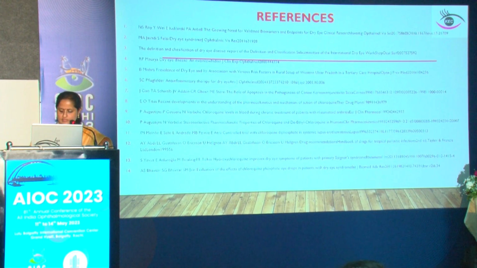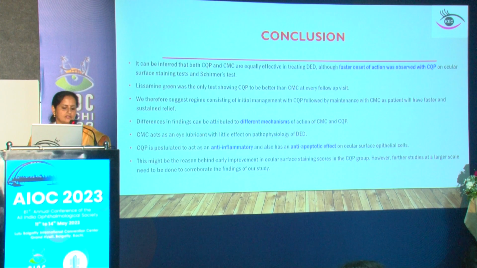So the conclusion is, both chloroquine and CMC are equally effective in treating dry eye, but a faster onset of action was observed with the chloroquine group. And lissamine green was the only test showing chloroquine to be better than CMC. So the differentiation can be due to the different mechanisms of action of CMC and chloroquine. Chloroquine is postulated to have an anti-inflammatory and anti-apoptotic effect. So this might be the reason behind early improvement of ocular staining scores in the chloroquine group. However, further studies at a larger scale need to be done to corroborate, as this is a pilot study.